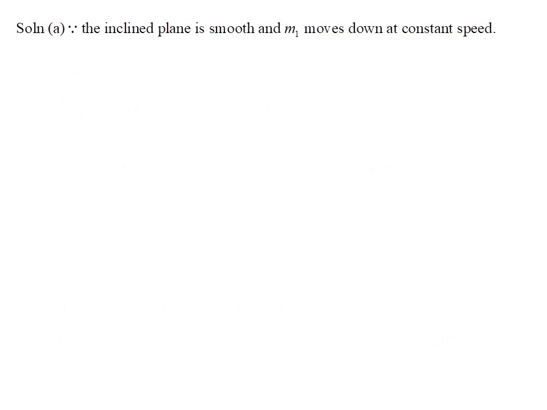Now let's come back to solve part A of this question. Since the inclined plane is smooth and m1 moves down the plane at constant speed, all the forces acting on m1 along the inclined plane are balanced. Hence we have the equation m1g times sine 30 degrees minus m2g equals 0, which gives m2 over m1 equals 1 over 2. So m1 equals 2m2.